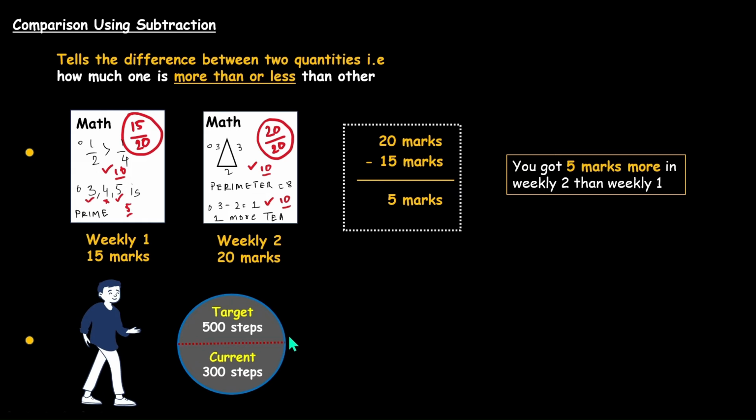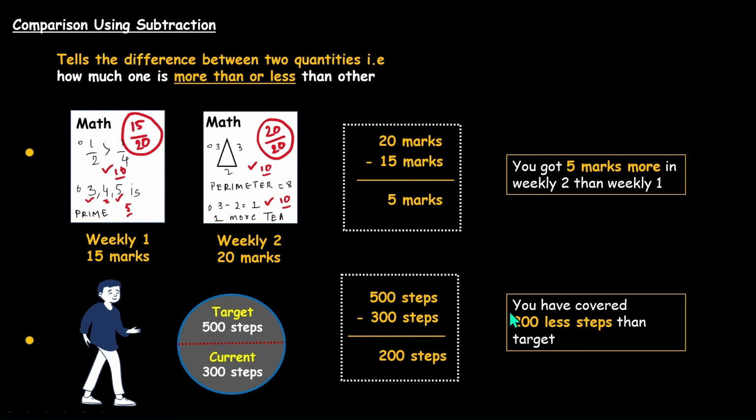I'm comparing the target with what I have currently, and I can do it by subtraction, as we see. So let's subtract. We have 500 steps minus 300 steps that I've taken. So that is 200 steps. And this is a simple comparison, which says that you have covered 200 fewer steps than the target. Right? So this is how we compare using subtraction.